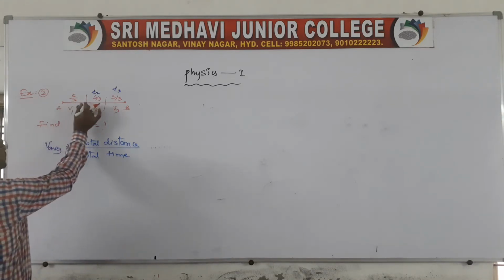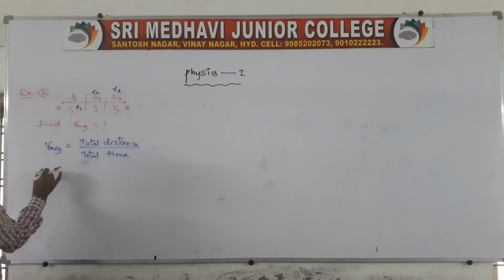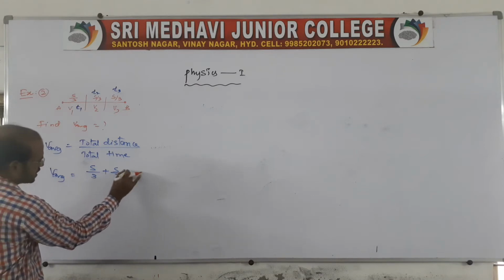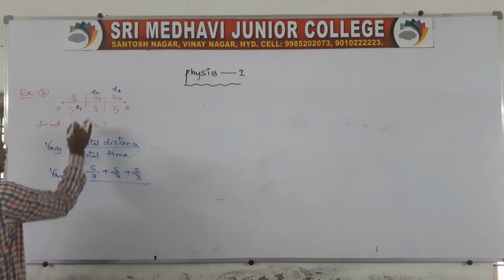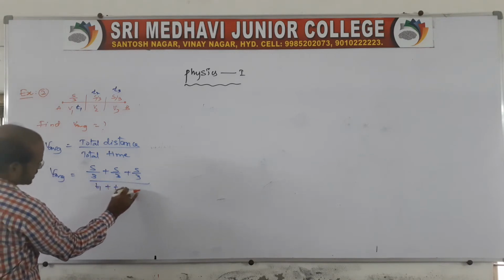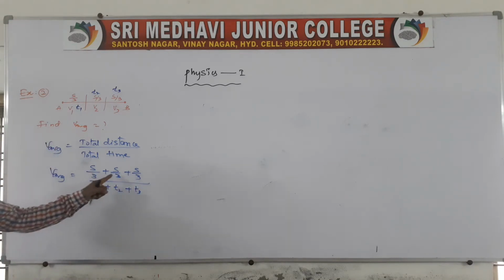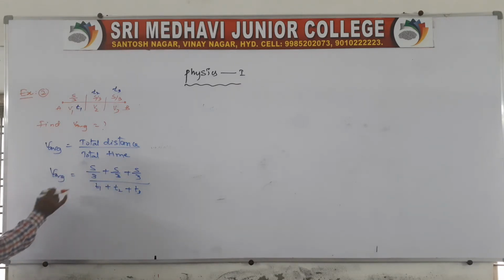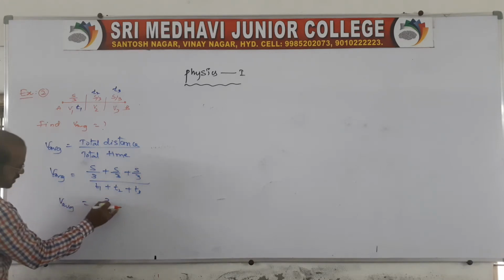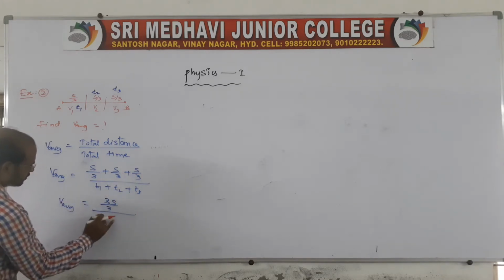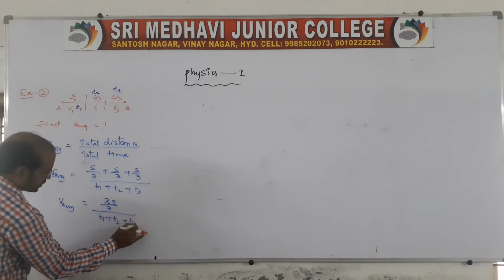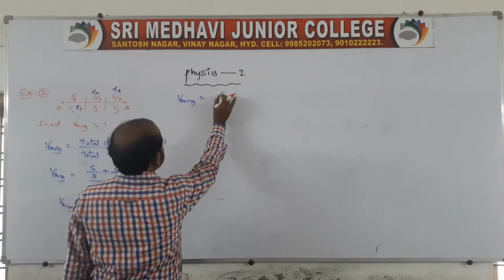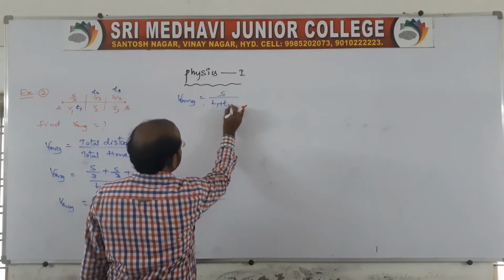Here in the question, the first one third distance, second one third distance and last one third distance are given, so the average speed is equal to s by 3 plus s by 3 plus s by 3, divided by the time intervals t1 plus t2 plus t3. In the numerator, s by 3 plus s by 3 plus s by 3 becomes 3s by 3, so the 3 cancels. Then the average speed is equal to s by t1 plus t2 plus t3.